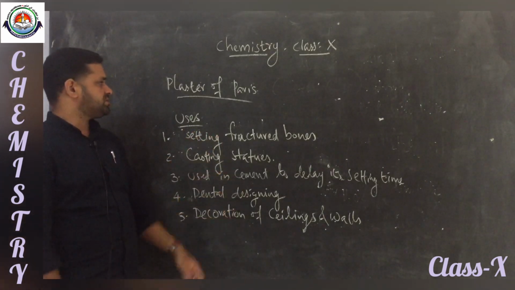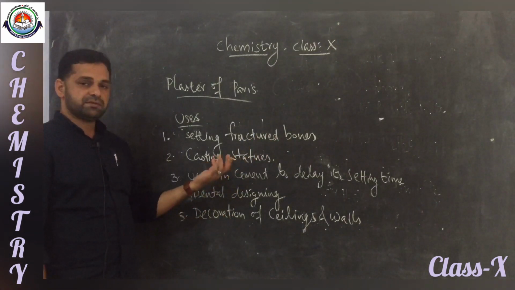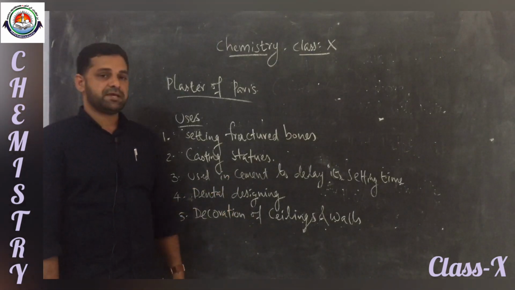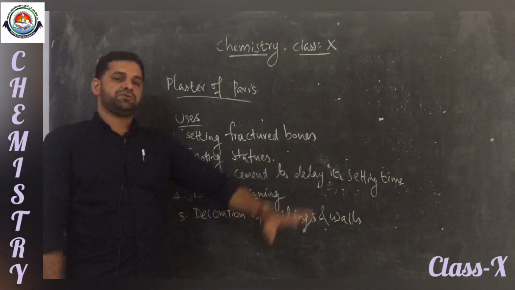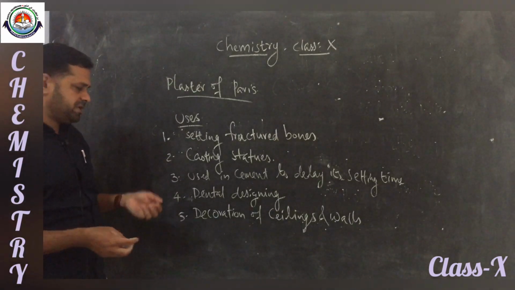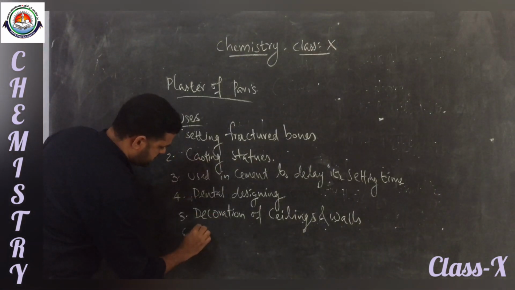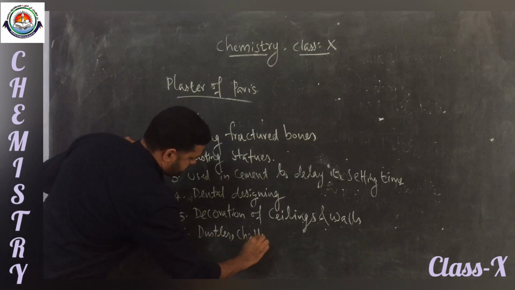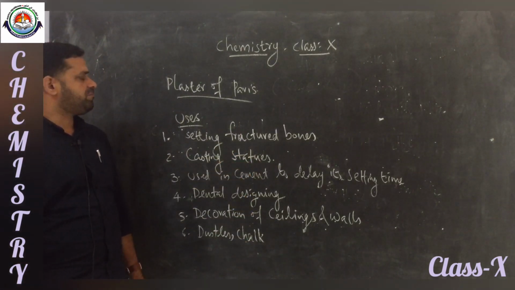Then what are the uses of this plaster of Paris? It is used in setting of fractured bones. It is used in casting statues. It is used in cement to delay its setting time. Then it is used in dental designing. Then in the decoration of ceilings and walls, etc. These are some of the uses, and it is also used in making dustless chalk. So these are the uses of plaster of Paris.